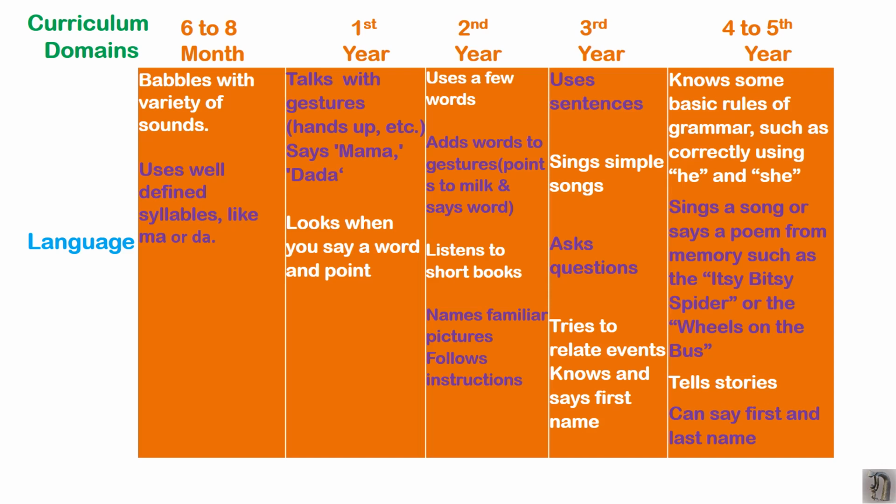Whereas when the child reaches 4 to 5 years, the child is at the stage where he can tell stories, he can say his first and last name. He can sing a song or say a poem from memory, that means from abstract thinking. When the child reaches the third year, he may be asking questions.